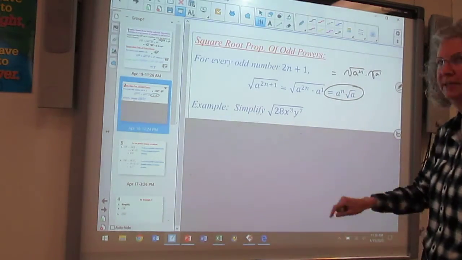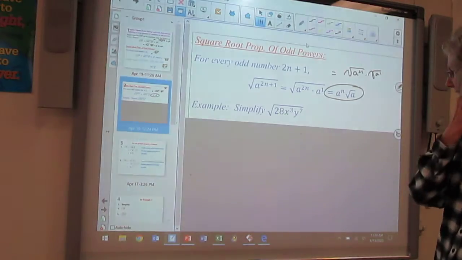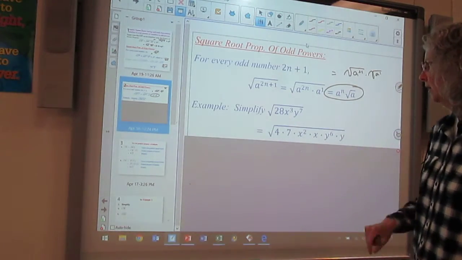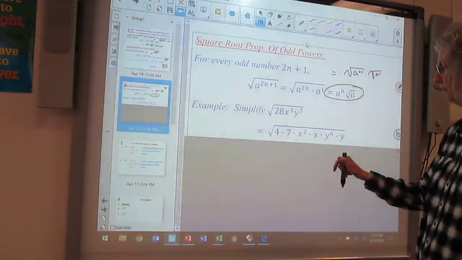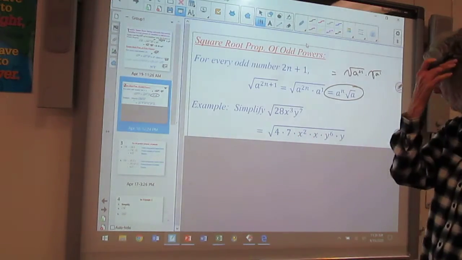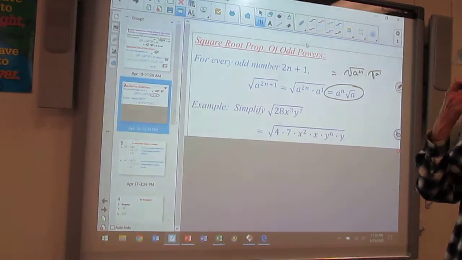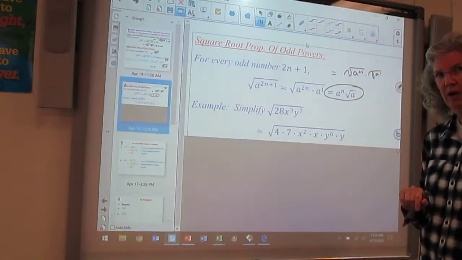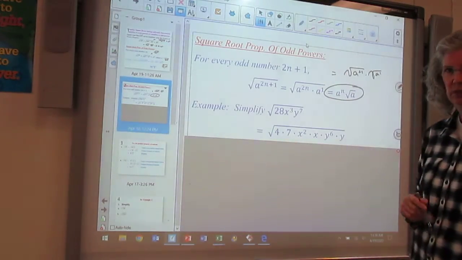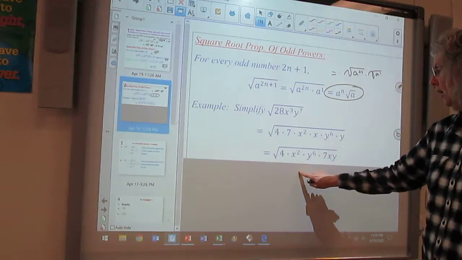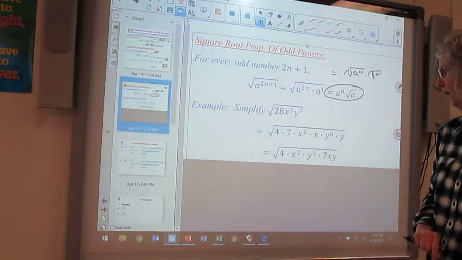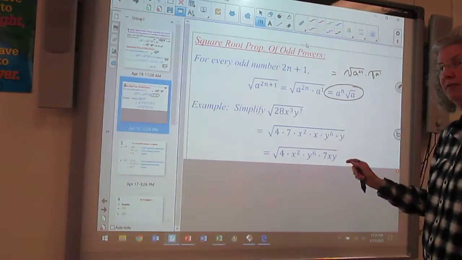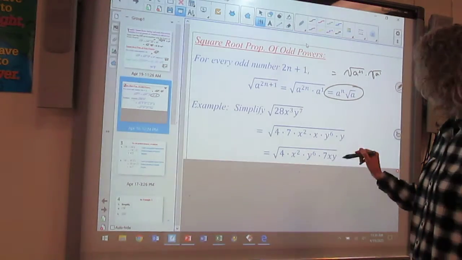Let's look at an example. The square root of 28 x cubed y to the 7th power. I broke this into factors. 28 is 4 times 7. x cubed is x squared times x. y to the 7th is y to the 6th times y. That's applying this rule. Now I've rearranged it to put the perfect squares more left and everything that's not a perfect square on the right.